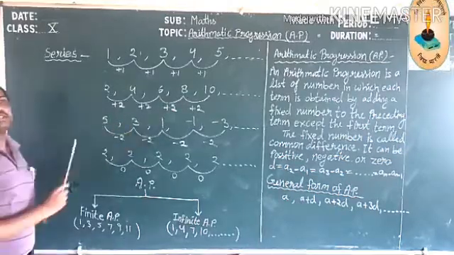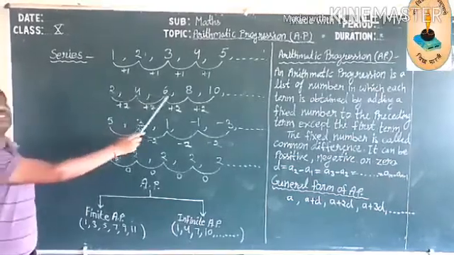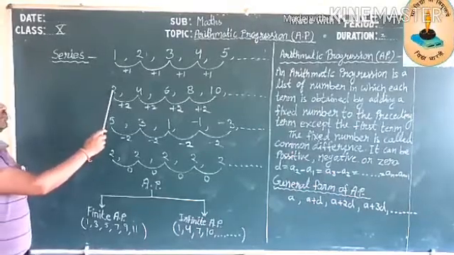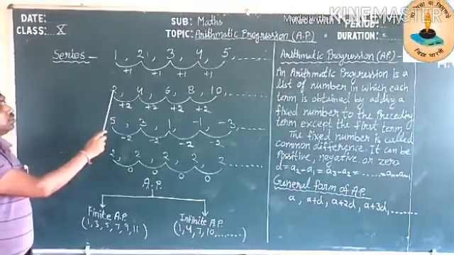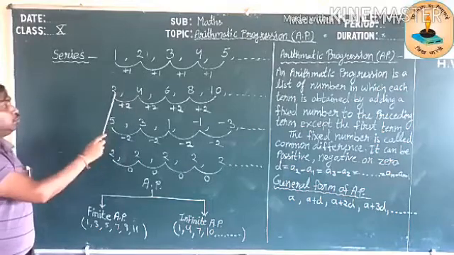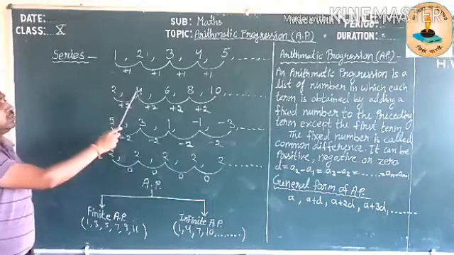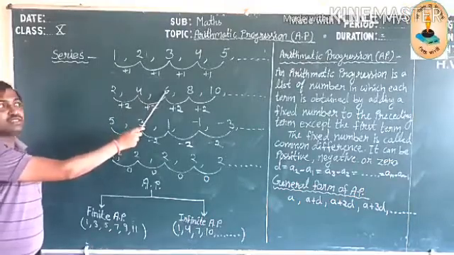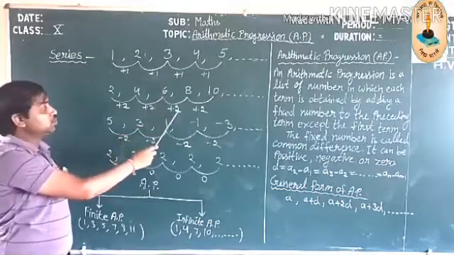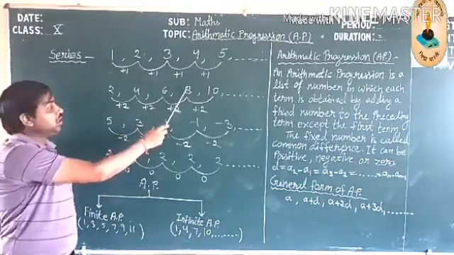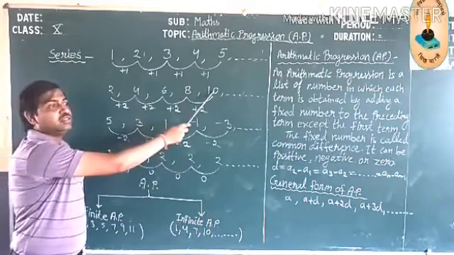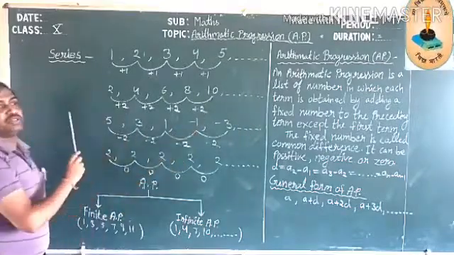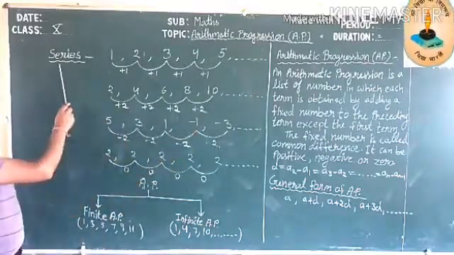Similarly, we take another example like 2, 4, 6, 8, 10. These numbers have the same pattern. These are even numbers. Even numbers have the same difference. When we add 2 in the first term, we get 2 plus 2, 4. Similarly, we add 2 in the 4, we get 6. Similarly, 6 plus 2, we get 8. 8 plus 2, we get 10. Similarly, we can find the other terms. So, these are also based on the same pattern. So, it is a series.